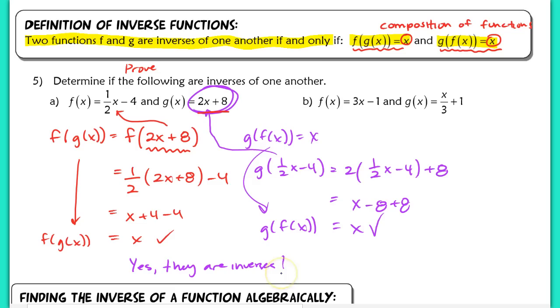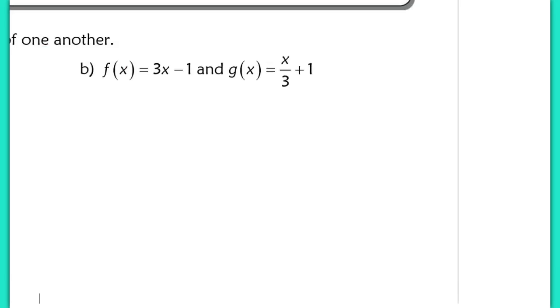Okay? Alright, so I'm going to erase real quick and then we'll try problem B. Alright, now in problem B here, we want to see if f of g of x is equal to x and g of f of x is equal to x. So again, if you want to try this one on your own, pause the video and check, you're more than welcome to, because I think it's important that you understand the notation here. But I'm just going to solve through this whole problem with you guys.